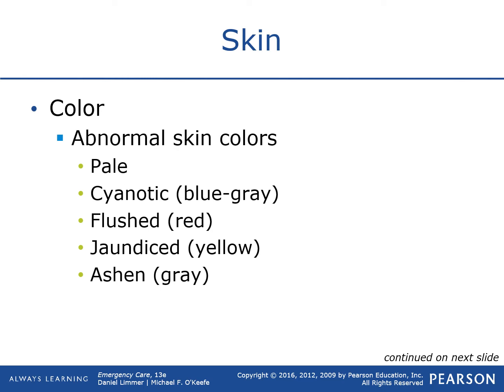So some color changes you might see are pale, cyanotic, which is a blue color. Cyanotic indicates that there's not enough oxygen in the blood, so you're seeing deoxygenated blood circulating around, which will turn you a little blue. Flushed, which is very, very red. Jaundiced, which is yellow. That usually indicates liver failure. Or ashen, which is a gray color. And ashen usually indicates little to no circulation whatsoever. That's something that we see in someone who's either dead or about to be dead. It means that blood is not circulating there really anymore.